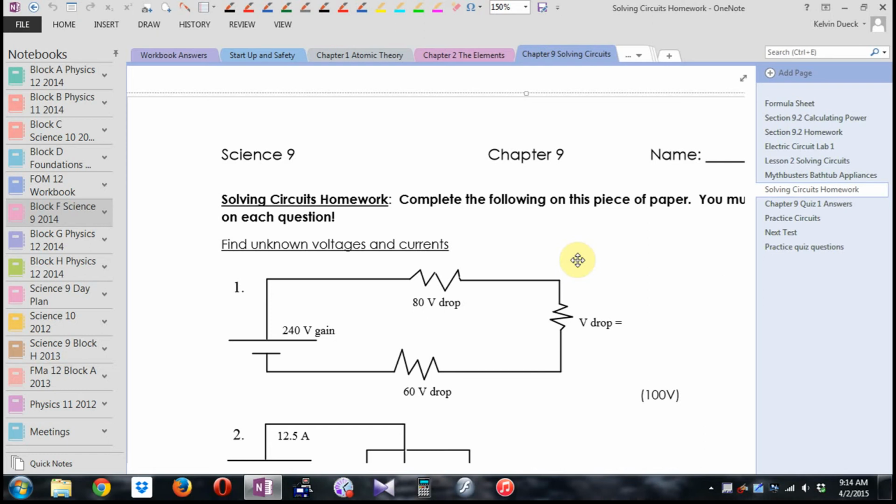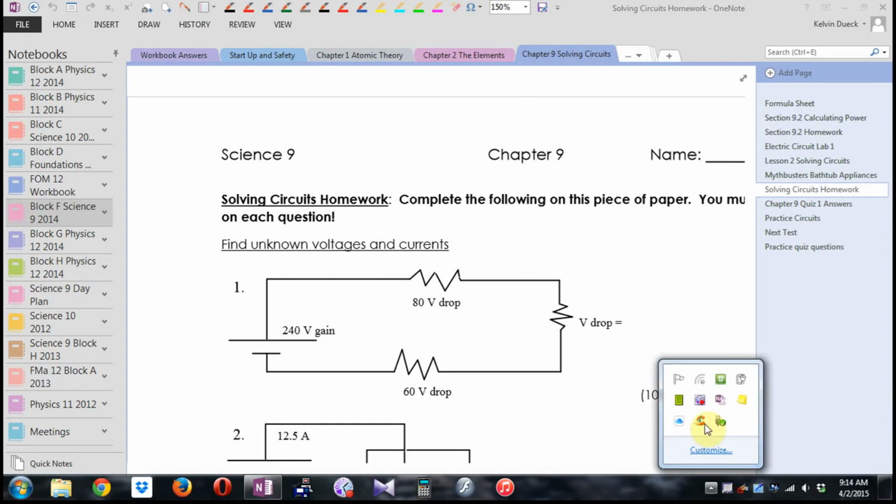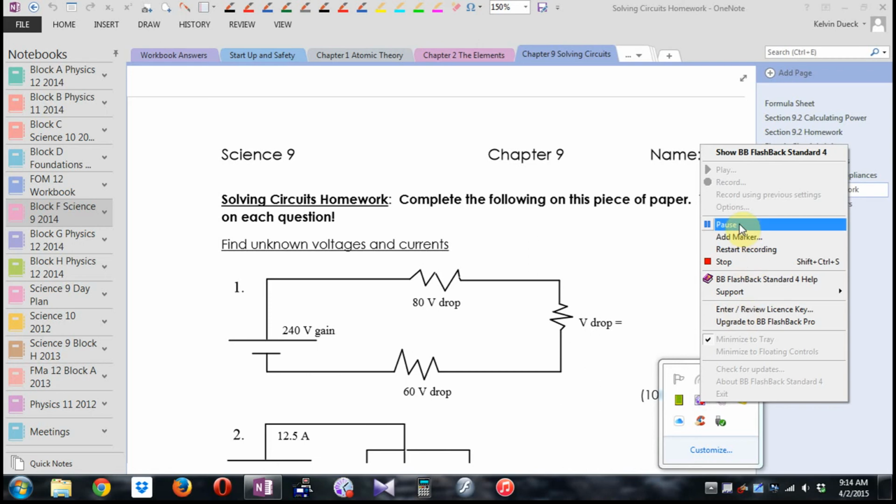What I would love on Tuesday is, Mr. Dueck, I got most of number 6, but I couldn't get the voltage in the 3rd resistor. Or Mr. Dueck, I got most of number 8, but I couldn't get the power in this resistor. So that's what I want you to work on for the remainder of class. Okay? As I cough up here and continue to hack through my cold.